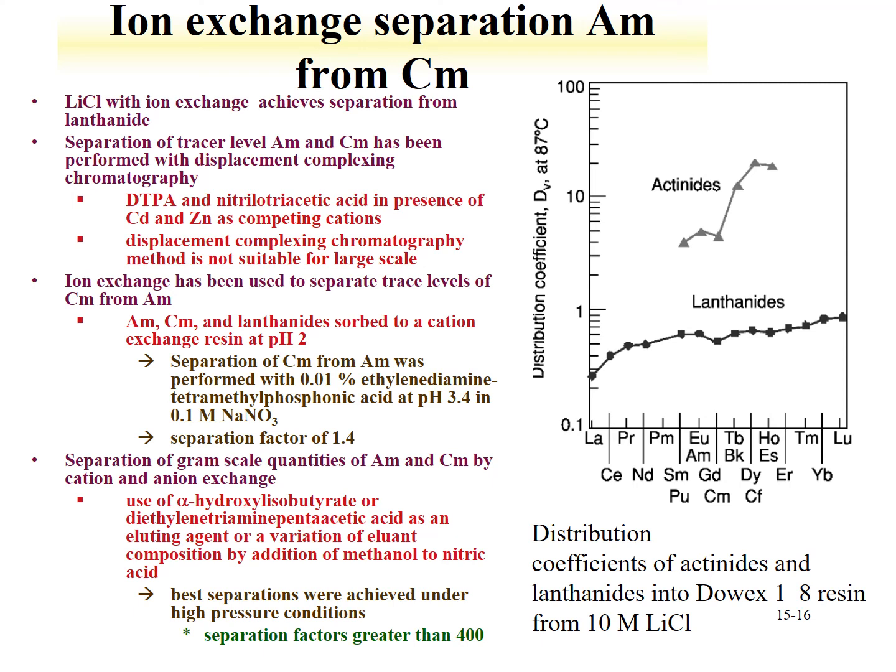The eluent can be varied using a gradient of methanol and nitric acid. Best separations were achieved under high pressure. Separation factors can be as great as 400, much larger than the separation factor as we previously discussed. And the use of high pressure increases the theoretical plates of the system, enhancing the separation.